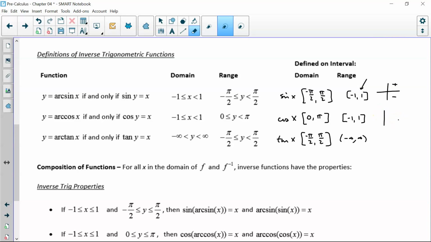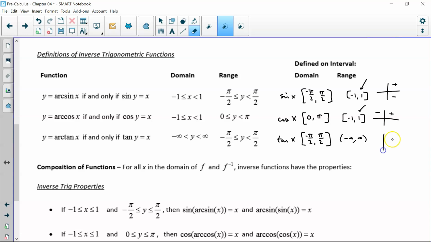For cosine, when we take the inverse, we're in quadrants 1 and 2. 1 if it's positive, 2 if it's negative. Once again, we can only take the inverse cosine or arc cosine of numbers between -1 and 1. If it's greater than 1, we can't do it. If it's less than -1, we can't do it.